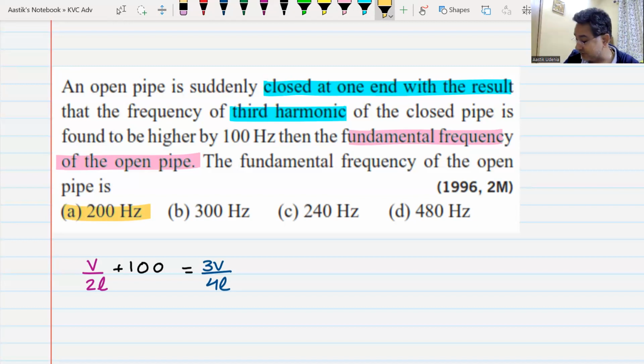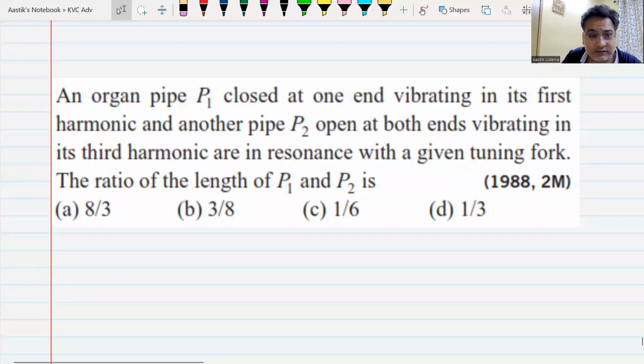Then what about this one, sir? Any idea on this one? And I need the answer quickly also. Not only the correct answer, but the answer quickly.